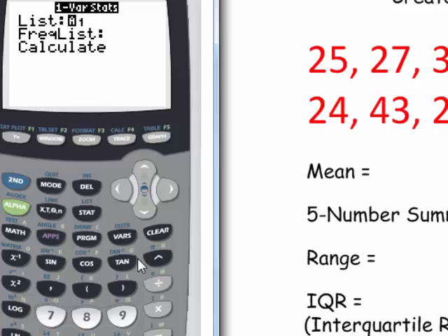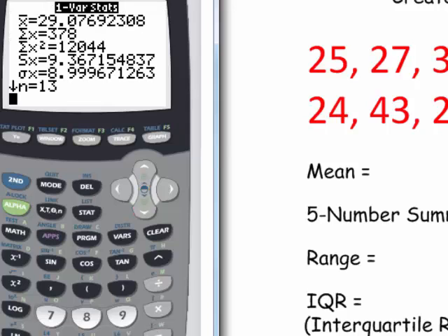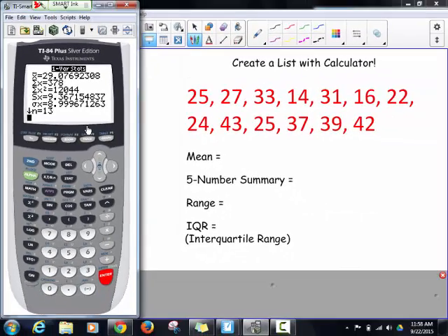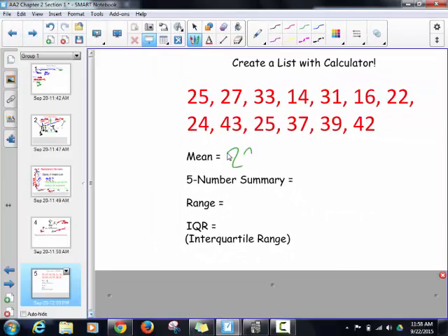Frequency list, we don't need anything else for that. So let's go down and calculate. Boom, there we go. So if you notice, X bar, that means our mean. So our mean is 29.0769. So we'll round it to 29.08. How about that? That sounds good to me. So 29.08.